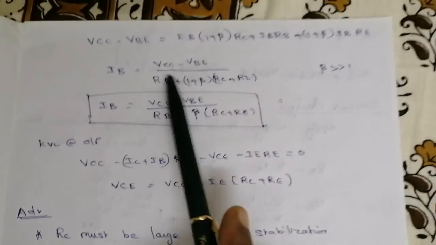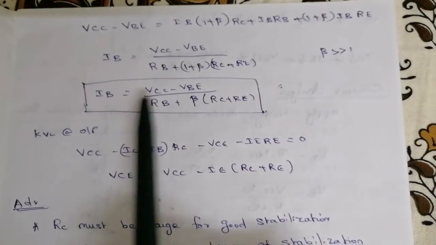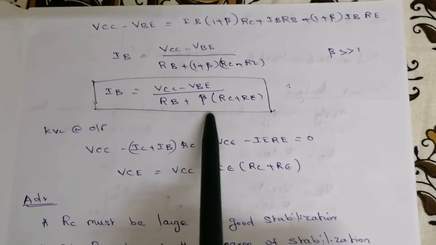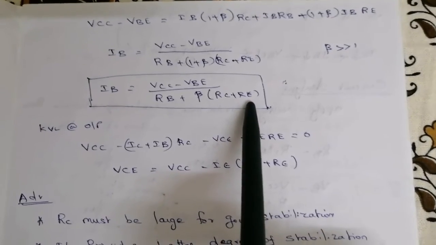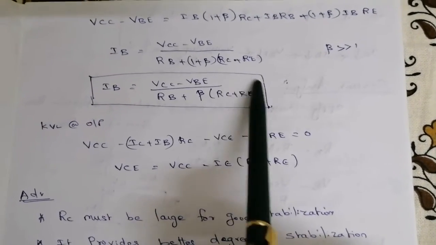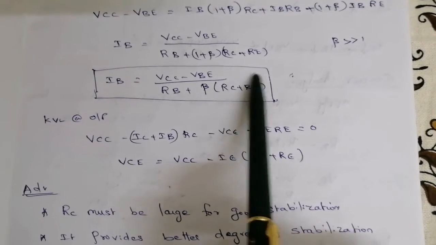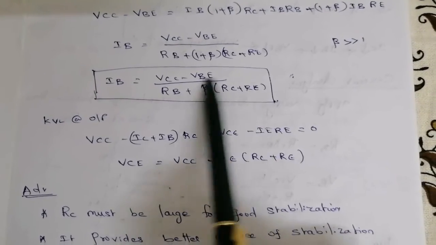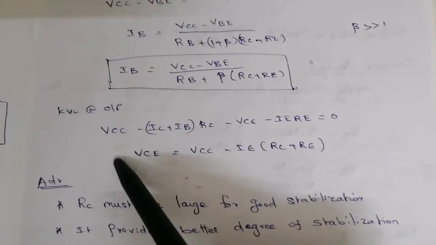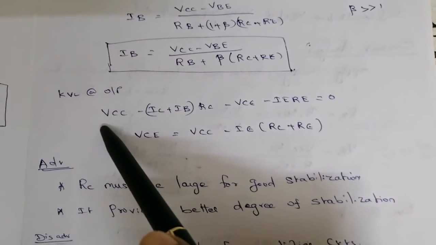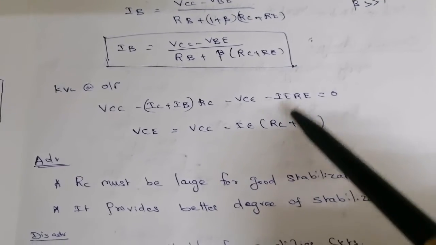So from that simplification, we can get IB equal to VCC minus VBE by RB plus beta into RC plus RE. This term is added because we add the emitter resistance, which is included in the base current equation. Next, apply the KVL at the output side. We can get another term, IE into RE.